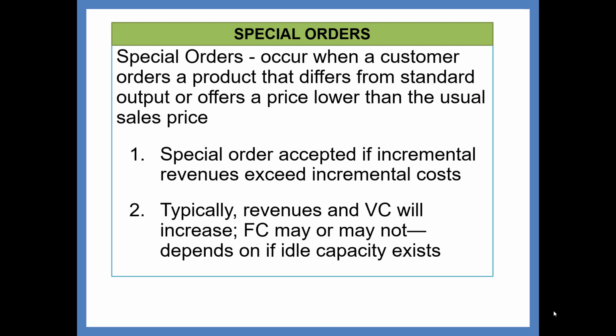Now, we will accept this if the incremental revenues exceed the incremental costs. That's because, of course, that would result in a profit. But we have to think about costs a little bit differently. Typically, revenues and variable costs will increase, but fixed costs may or may not. It depends on if idle capacity exists.